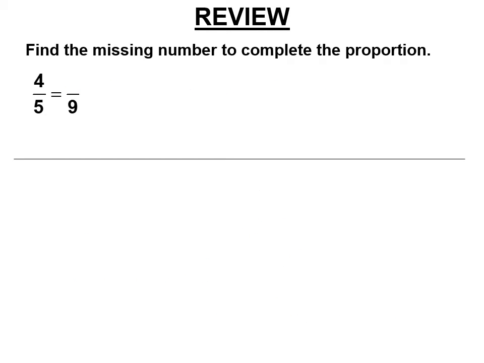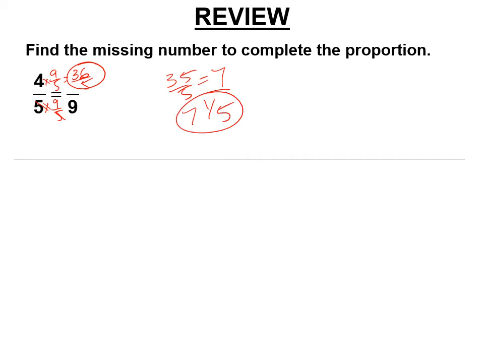Missing number. So, right, 4/5 is already simplified, so we can't do that. But we can turn 5 into 9 by multiplying by 9/5, because those cancel. So we can multiply that one by 9/5, and you get what? 36/5 is the missing number. If you really feel compelled, 35/5 is 7, so this is also 7 1/5, but 36/5 is simplified.